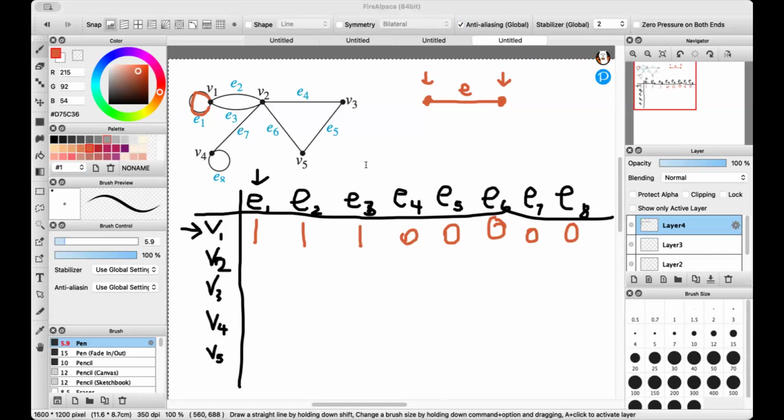I'm not sure if incidence matrices... let me think. I think incidence matrices only apply to undirected graphs. As in, you can only do this for an undirected graph. You want me to do an adjacency matrix for a directed graph?